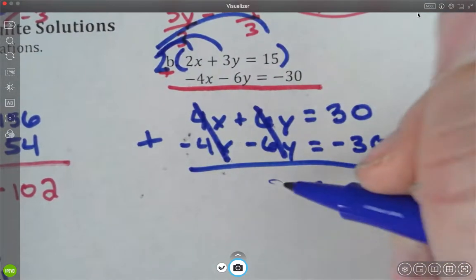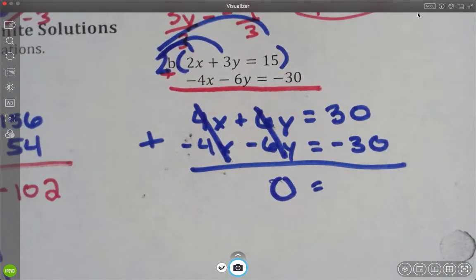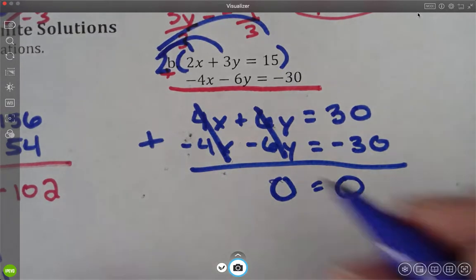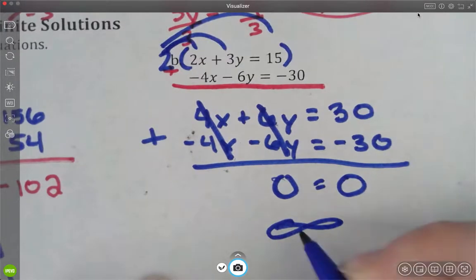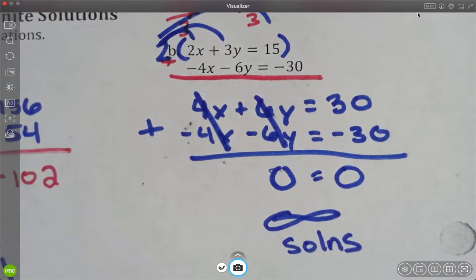So what do I put on this side? 0. 30 minus 30 is 0. Now, when is 0 equal to 0? Always. 0 is always the same as 0. Infinite solutions. Okay? When you have two things that are equal on both sides of the equations, like 2 is equal to 2 or 0 is equal to 0, everything cancels out and you have those two numbers and they're both the same. There are infinitely many solutions.